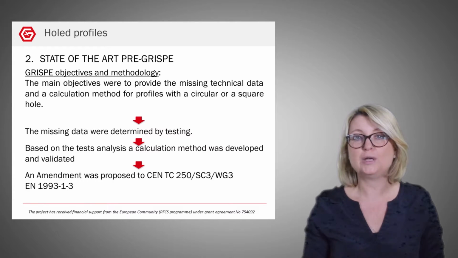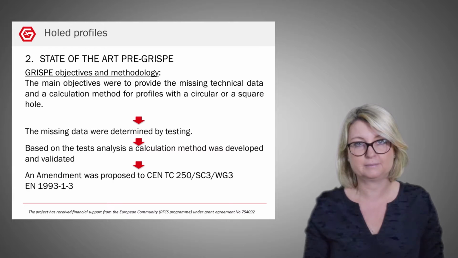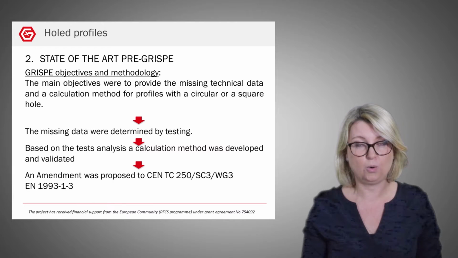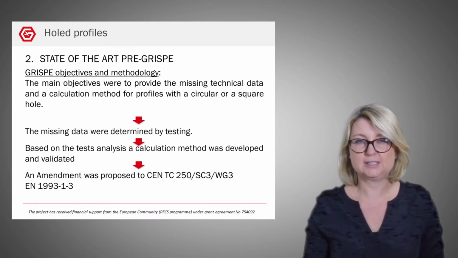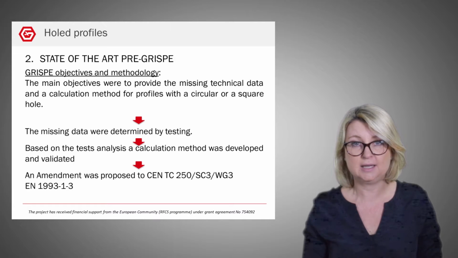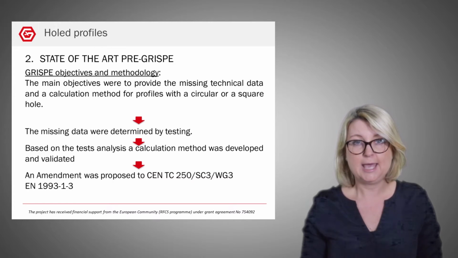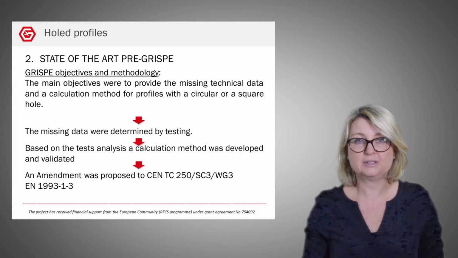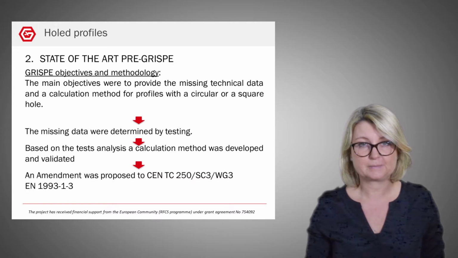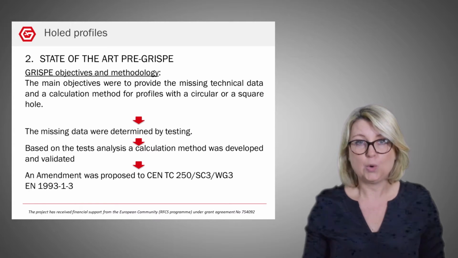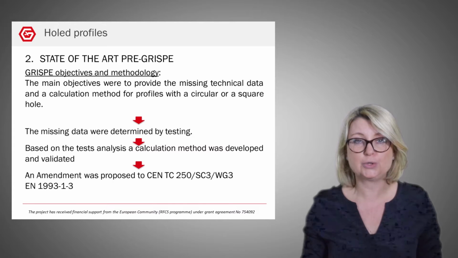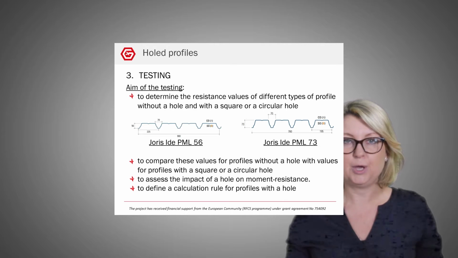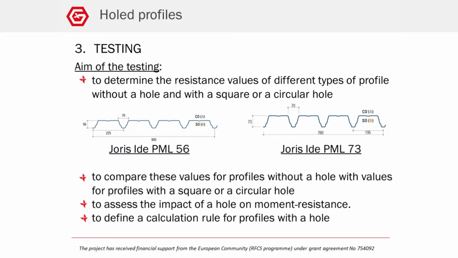The main goals were to provide the missing technical data and, of course, a calculation method for profiles with a hole. The methodology consisted in determining the missing data through a huge testing program and in developing and validating a calculation method with the test results analysis. This method was proposed as an amendment on Eurocode 3 Part 1-3. Now let's discover the extensive testing program performed within the GRISP project.